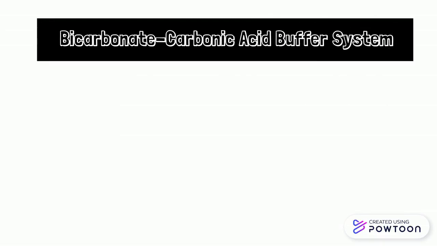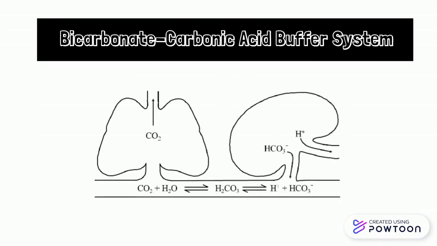The body's buffer system to get rid of the excess hydrogen ions and CO2 is through the bicarbonate carbonic acid buffer system, which is basically controlled by the reaction you can see at the bottom. What this reaction is showing is that when CO2 mixes with water, it forms carbonic acid, which can then dissociate to form hydrogen ions and bicarbonate ions.